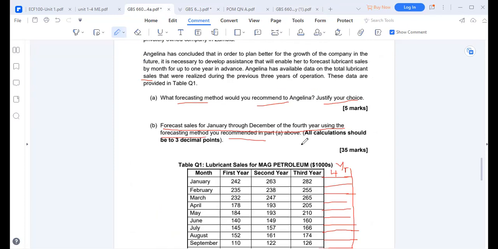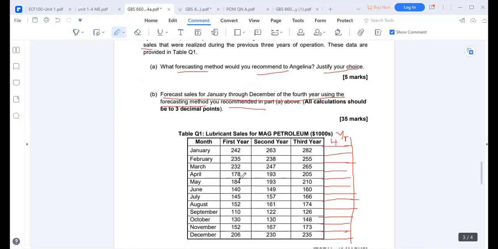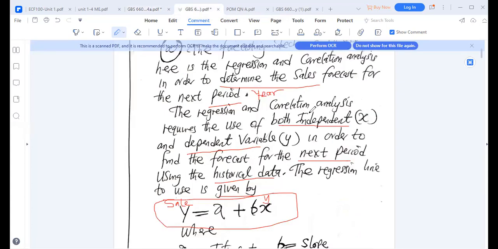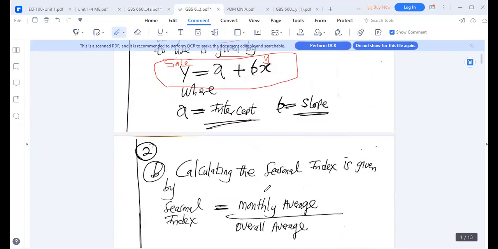So now, this is about what is going on. We have a number of months here from January to December for each year. What we need to do is deseasonalize the data. To deseasonalize the data, we simply divide the seasonal data by the respective index. So for part B, we need to calculate the seasonal index.